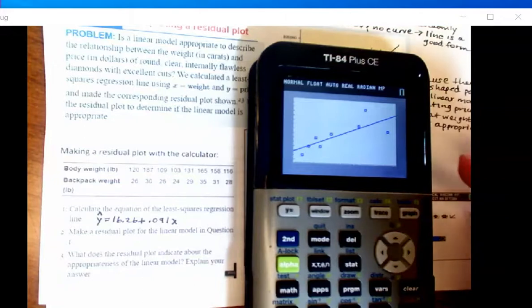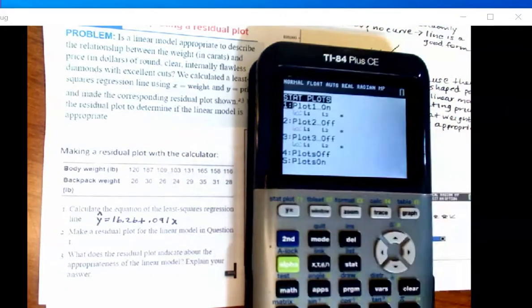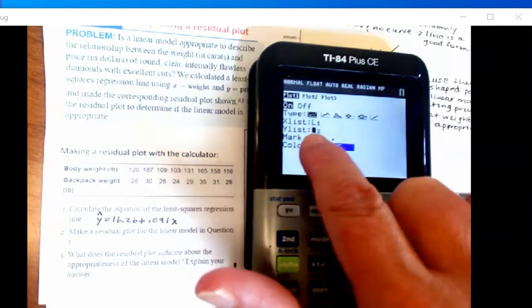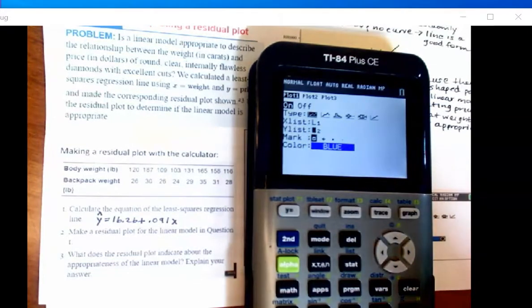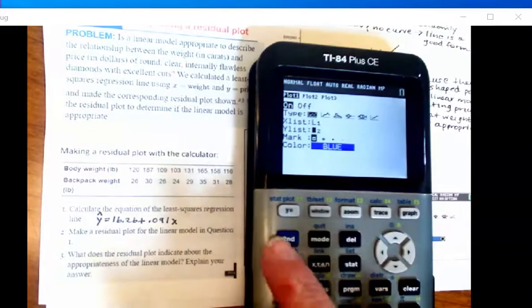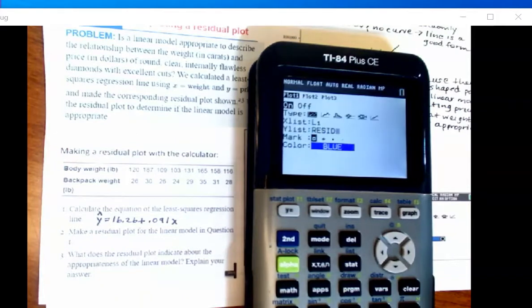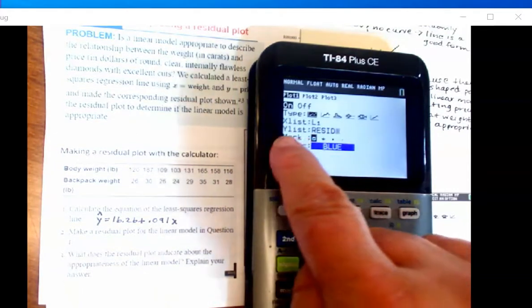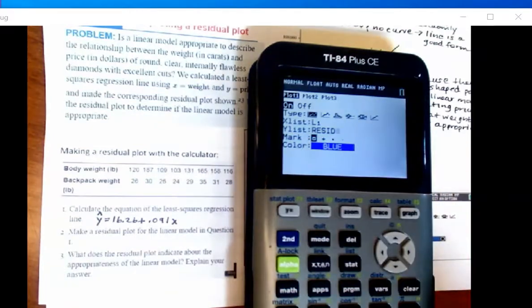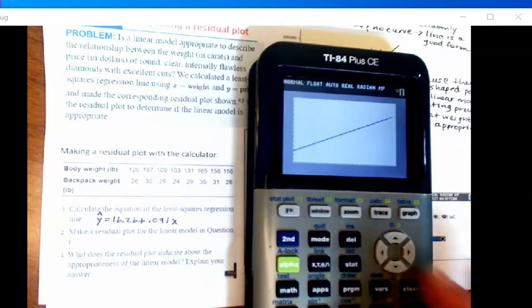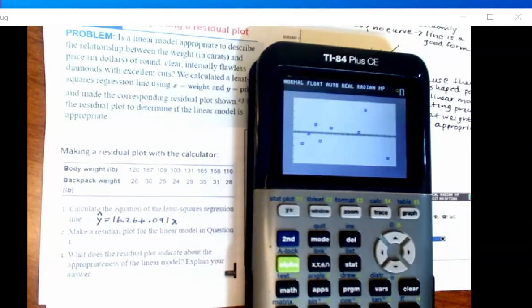So now to make the residual plot, you're going to hit second Y=. Your Plot 1 needs to be on, scatter plot. Remember, L1 is still your explanatory variable. Now you want to change the Y list to the residuals. The way you get there is you hit second STAT, and here's RESID right here. So instead of your Y list being L2, you want it to be the residuals. Hit graph. Okay, so we need to hit Zoom 9, and there we go. There's my residual plot.